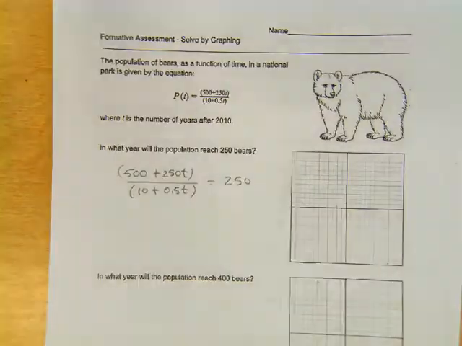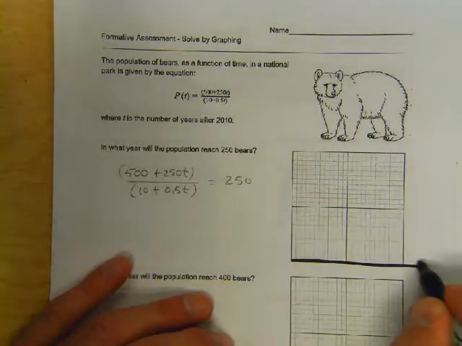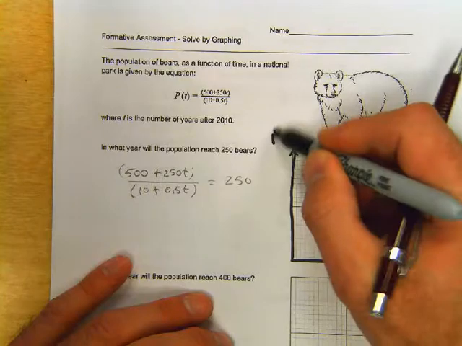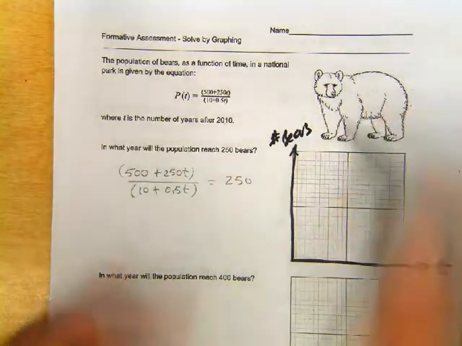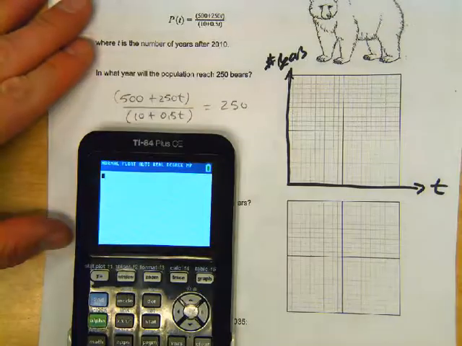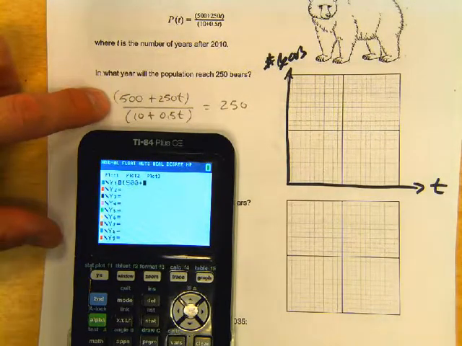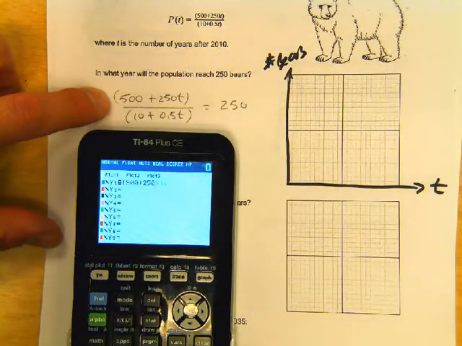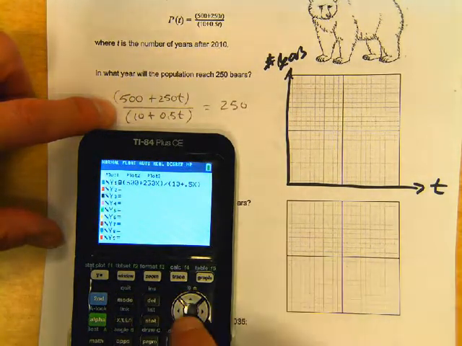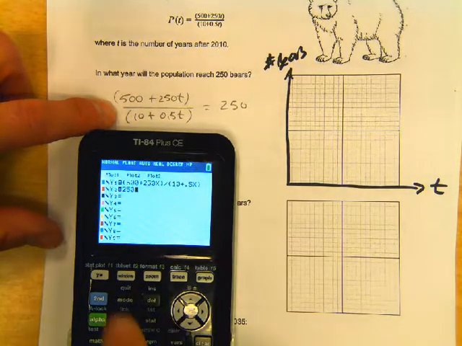So what I'm going to do is solve this by graphing, and I'm going to have the time on the x-axis and the number of bears on the y-axis. So let's see, y equals (500 plus 250t) divided by (10 plus 0.5t). There it is, and we want that equal to 250. So now we need to go to the window.